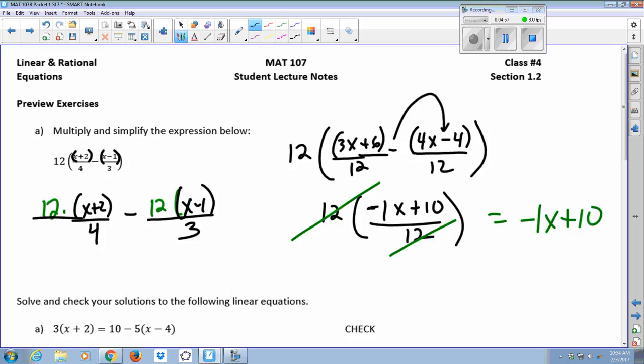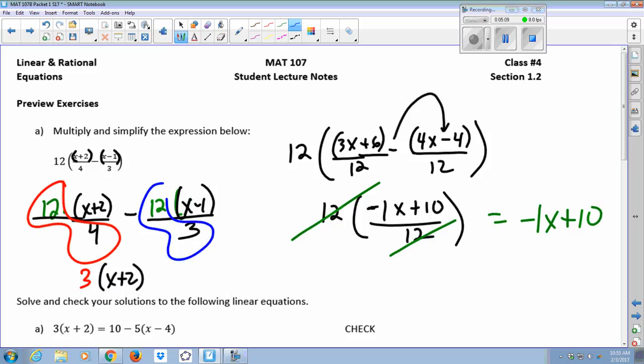So immediately when you do this, you see that this can be reduced to the number 3. 12 divided by 4 is 3 times x plus 2. And then immediately you can see, hopefully, that 12 divided by 3 can be reduced to a 4. And now you're not dealing with fractions at all anymore. You've eliminated all that fraction work.